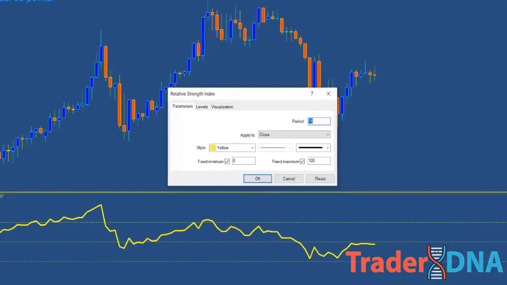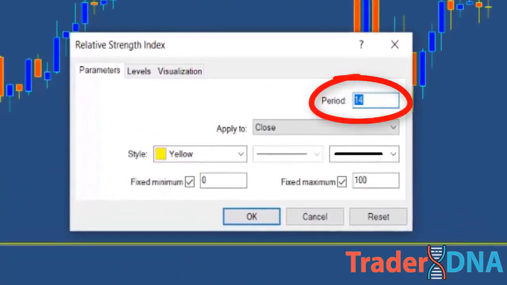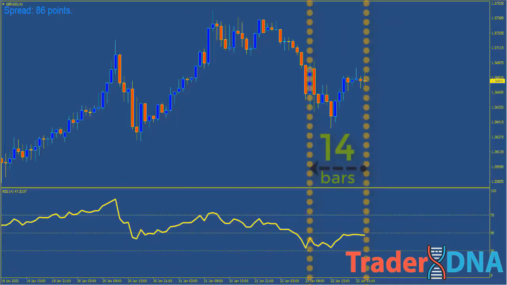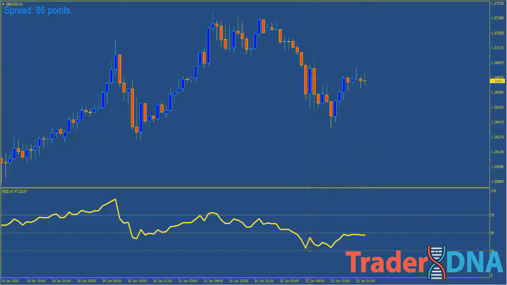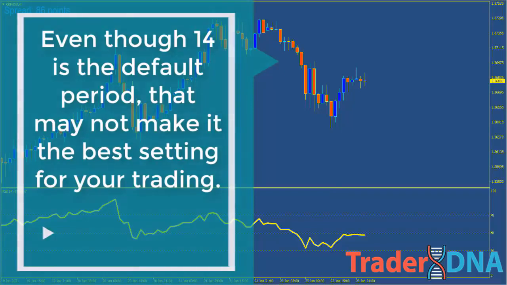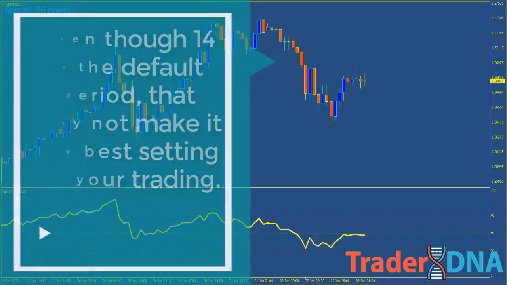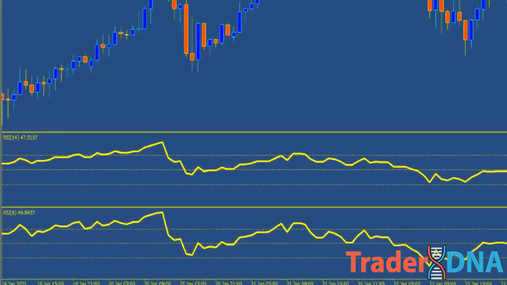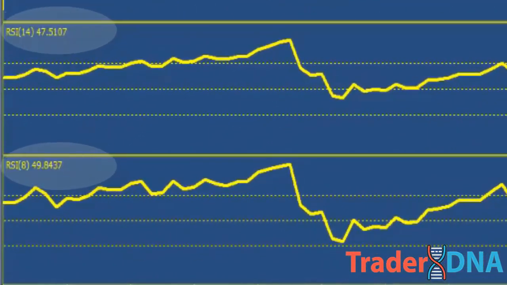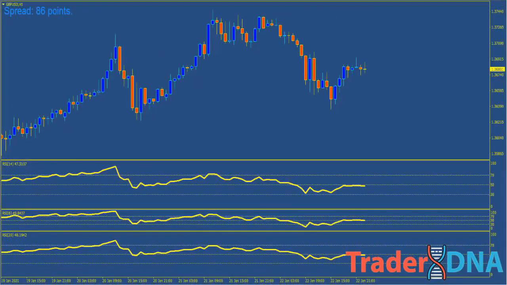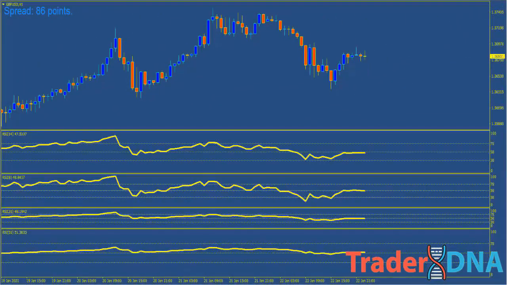RSI, like many other oscillators, defaults to a 14-period setting. This means the indicator looks back 14 bars on whatever graph you may be viewing to create its reading. Even though 14 is the default period, that may not make it the best setting for your trading. Normally, short-term traders use a smaller period, such as an 8-period RSI, to replicate shorter-term movements in the market. Longer-term traders may opt for a higher period, such as a 20-period RSI, or even 50.